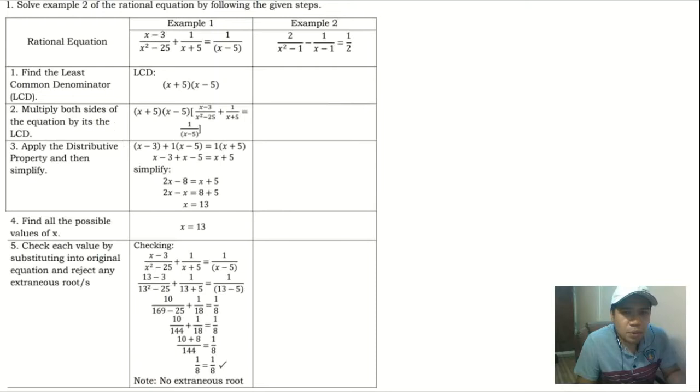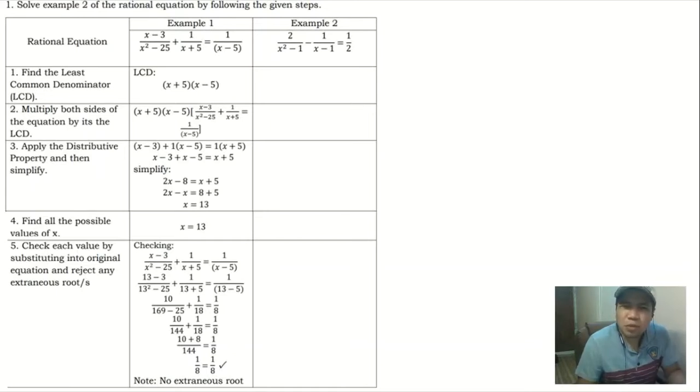So for our example, we have x minus 3 all over x squared minus 25 plus 1 over x plus 5 is equals to 1 over x minus 5. So, ang target natin dito para ma-simplify is to first eliminate the denominator. So, we will try to get the LCD.